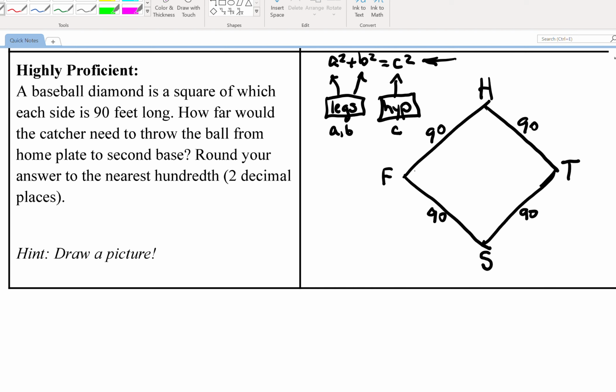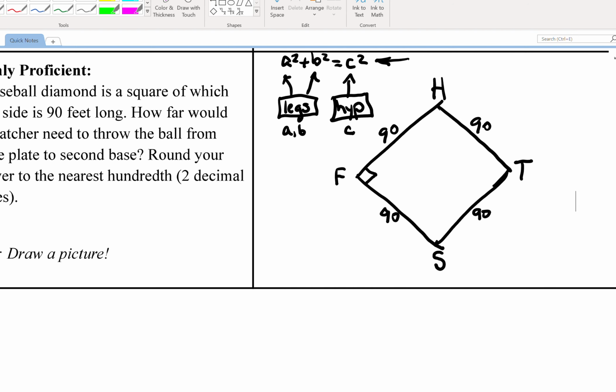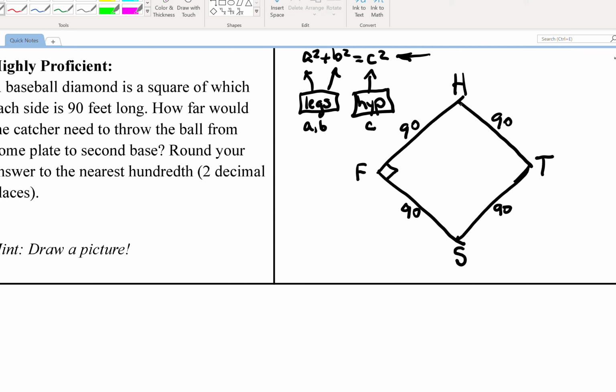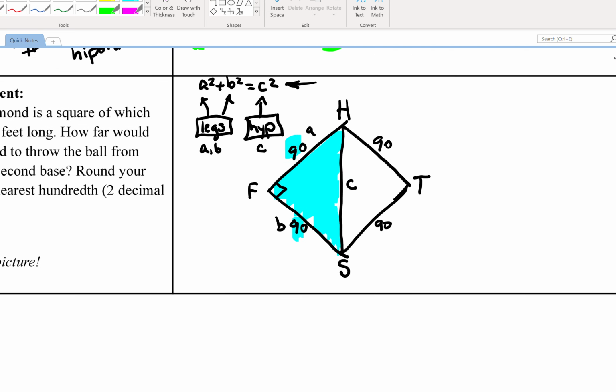Again, if this is a square, each of these angles is a right angle. And so from home to second base is that distance right there. If we just think about this part right here, we're looking at this triangle. If we know that this is 90 and this is 90, then this right here is our c. So this is a here and b here, and then this is c. So we can plug in those values.